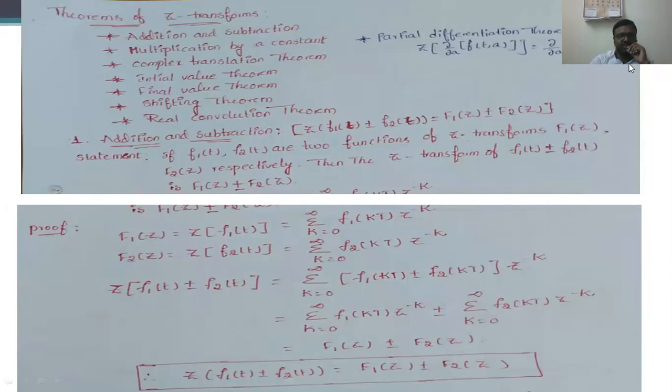Let us consider this one. The Z transformation for f1 of t is nothing but F1 of z, and the Z transformation for f2 of t is nothing but F2 of z. So based upon the basic definition, we write that using the one-sided Z transform: sigma k is equal to 0 to infinity f1 of kT into z power minus k, and f2 of kT into z power minus k.